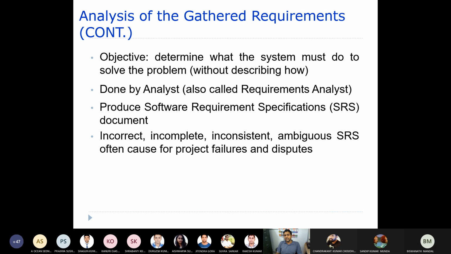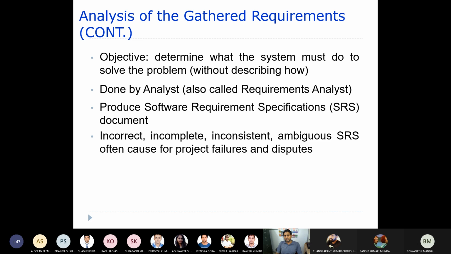So here we determine what the different services are, what we are actually going to get out of this particular system. This is actually carried out by an analyst. Requirement gathering and all will be carried out by an analyst. And after specifying these requirements, you get an SRS.